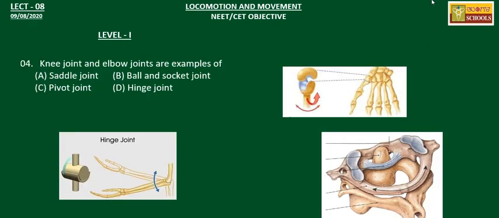Let's see the next question. Knee joint and elbow joints are examples of. So just in the previous question we have seen the knee joint and elbow joints are examples of hinge joint that allow the movement only to a certain extent.